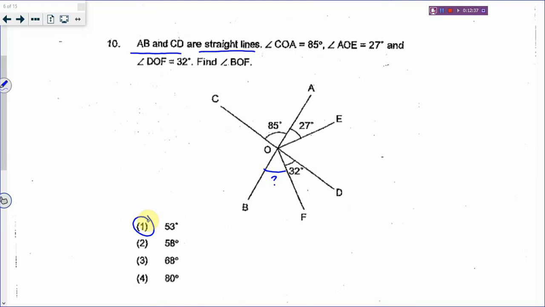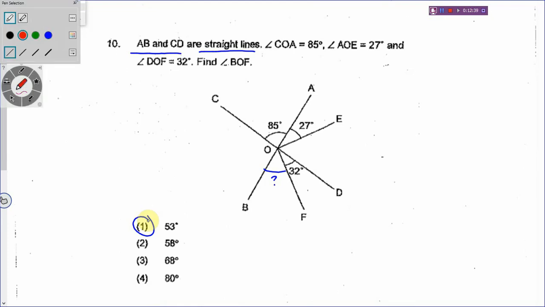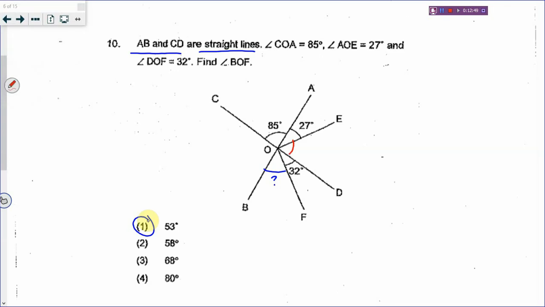Now, every time you see straight lines, you need to know that the angle on a straight line is 180 degrees. If you notice carefully, there are a few straight lines, so I can find this angle, right? So what's the angle? You take 180, and you minus 85, and you minus 27. I'm going to use my calculator so that we can do faster, but of course, in paper 1, you have to work out manually. So 180 minus 85 and minus 27, you will get 68 degrees. So this is your 68 degrees, and then you can find the question mark already.